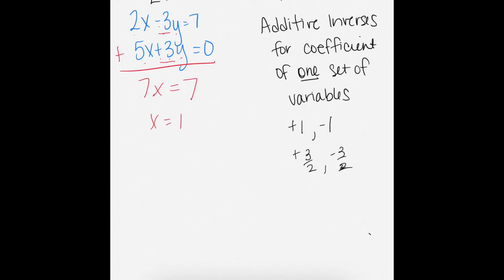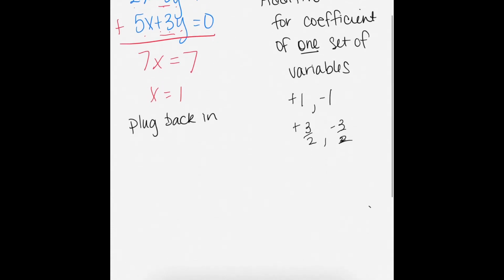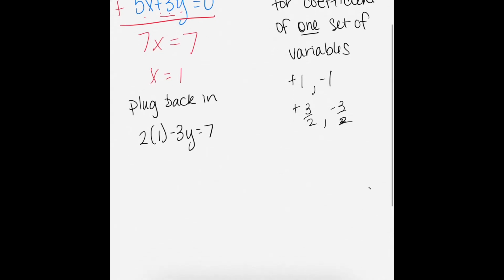So in order to find your y, we do exactly like we did in 7.1 with substitution, and we plug into an original equation. Plug back in. It does not matter which equation we choose to plug in. Either one works. And in fact, both should give you the very same answer. So we'll plug into the first one. How about that? So that's going to give me negative 3y equals 5. And then y would be negative 5/3.